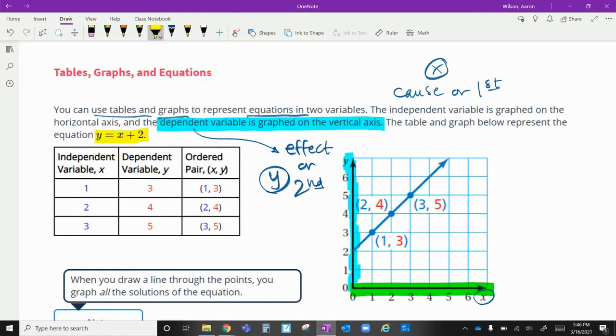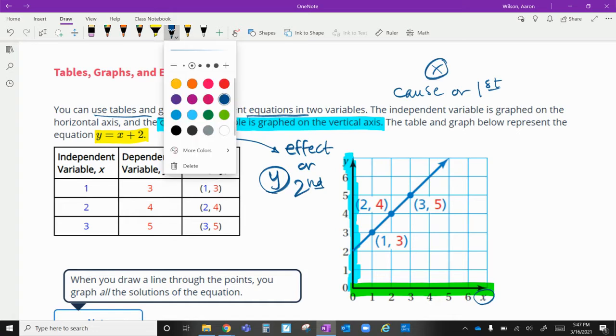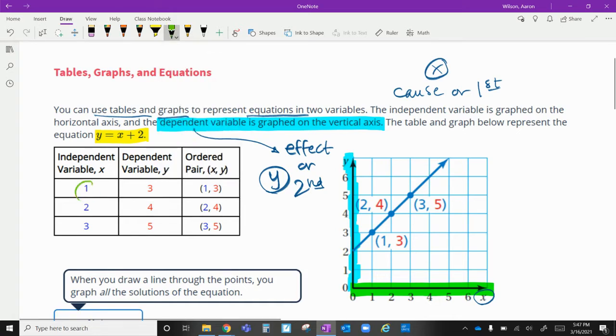And the reason why it represents y equals x plus 2 is if you take your independent variable, like the number 1. So I'll use green to kind of show you what I'm talking about. If we take the number 1 and we plug it in for the x right there, what is 1 plus 2? Well, 1 plus 2 is 3, which is why the dependent variable, or the y, is a 3. So then the ordered pair is 1, 3.